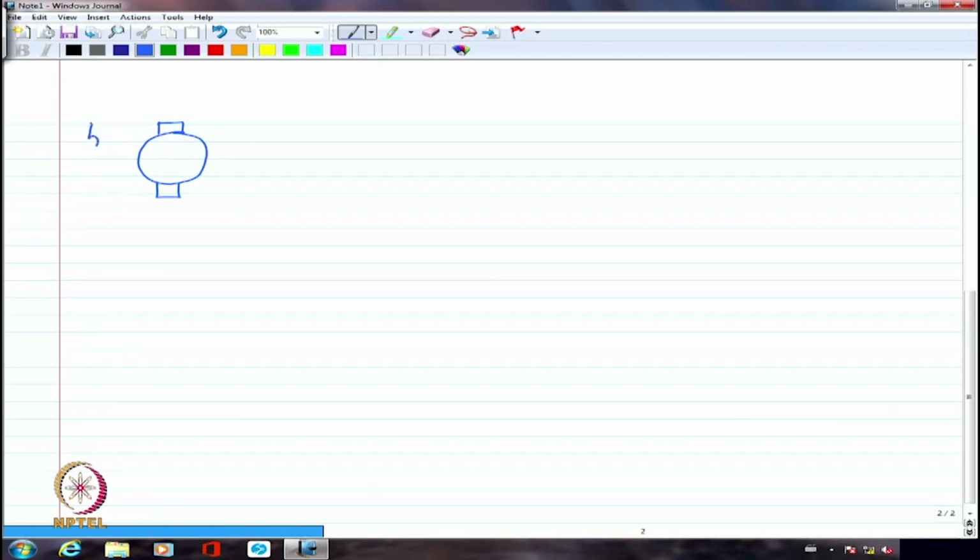I will have the field somewhat like this. I am showing the field in the form of an inductance because its primary function is to produce flux or magnetism. So this is my field winding. Let me show this as F1, F2. This is the field winding. Let me show these 2 terminals as A1 and A2, which are the armature terminals.